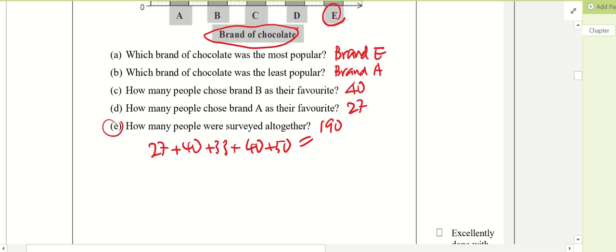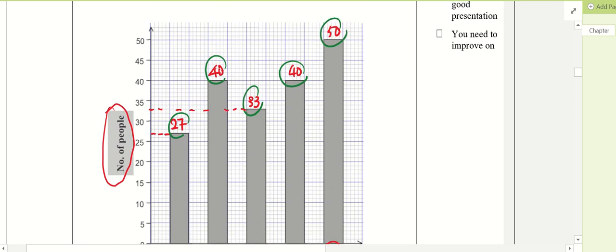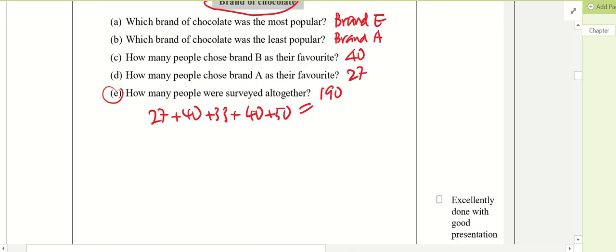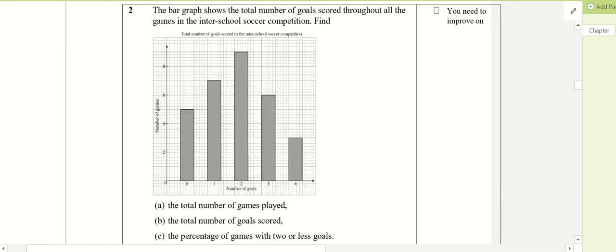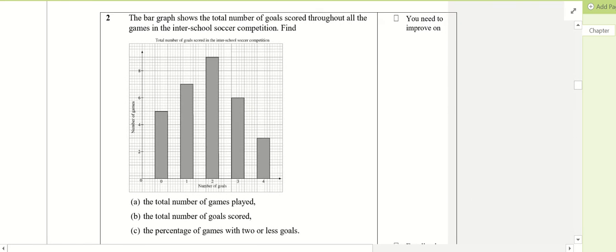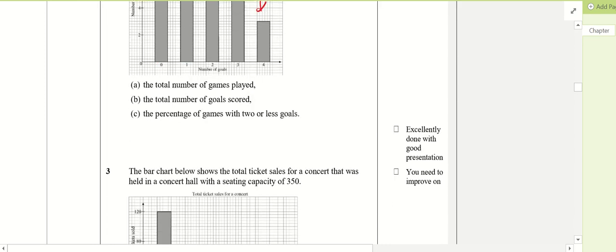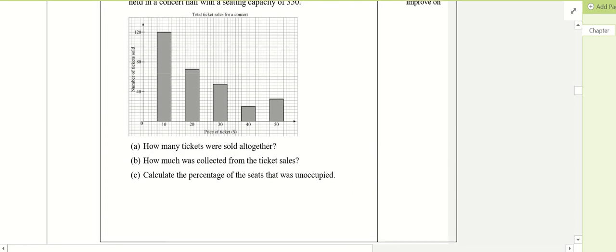Alright, so my graph, pretty neat, but you've got to read off carefully. Okay, so this is an example for you to try on your own. Follow the way that I do things. Remember, the first thing that you should be doing is writing down all these numbers. Okay, so another example.